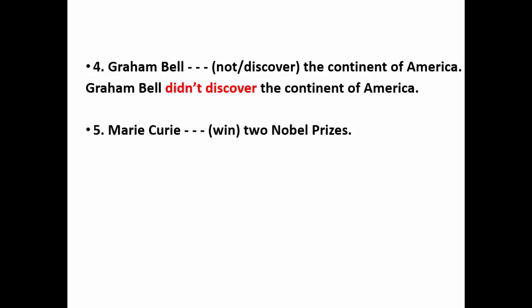The next one, number 5. Marie Curie won 2 Nobel Prizes. Here, you will also make the sentence in the past. You have time. Okay, now we can see the answer. It's Marie Curie won 2 Nobel Prizes. Here, the verb win is an irregular verb. That's why we change win to won.